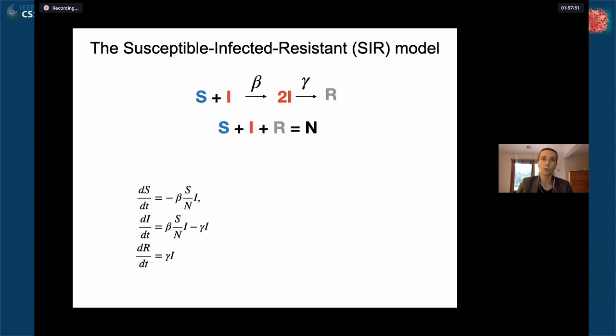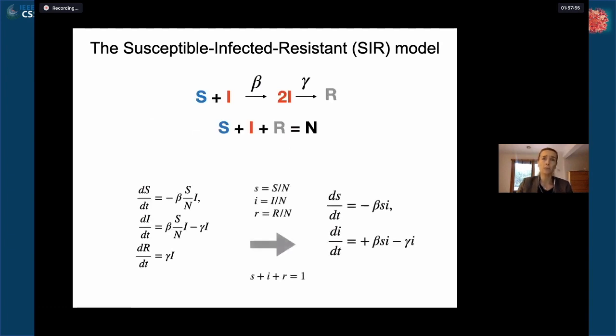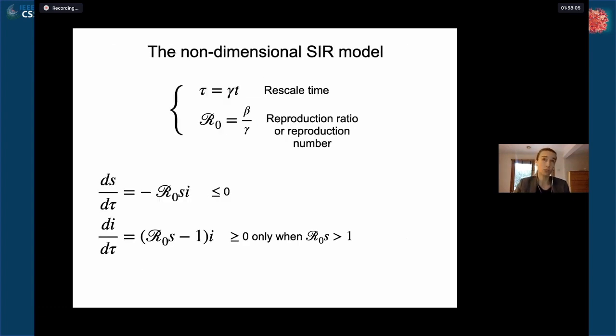So from there, you all know how to derive the model. And then you can normalize all the variables with respect to total population. You can get rid of the recovered equation, so you end up with only two. In addition, you can also rescale time and define the reproduction number as the ratio of beta over gamma. And so you get a two-dimensional model that only has one parameter, R0.